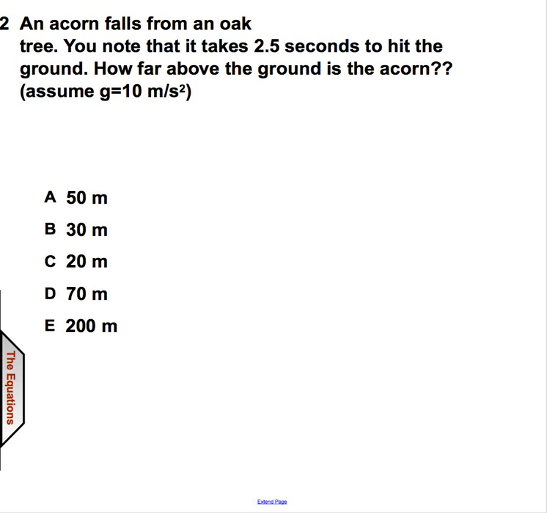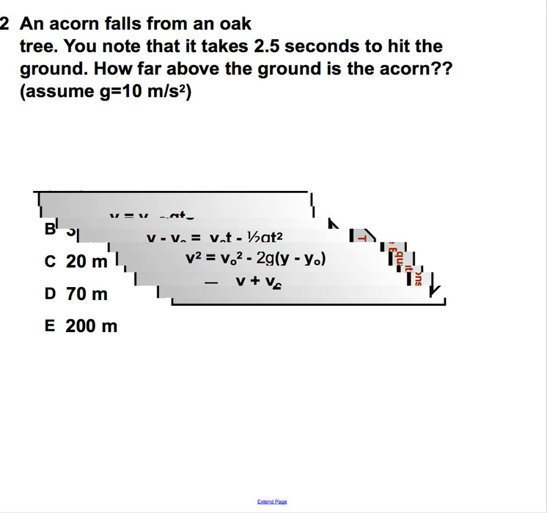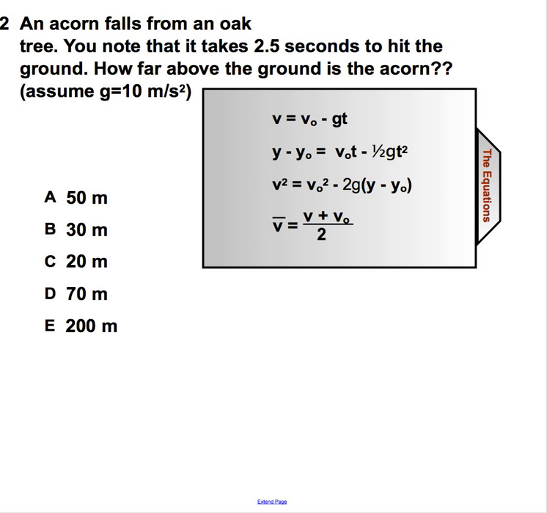Again, these are the equations here. So the equation we're going to use is this one here, because we're interested in finding delta y. And so delta y is going to equal v naught t, well that's 0, because v naught is 0, it drops from the ground, minus 1/2 g, which is 10, times t squared, 2.5 squared.